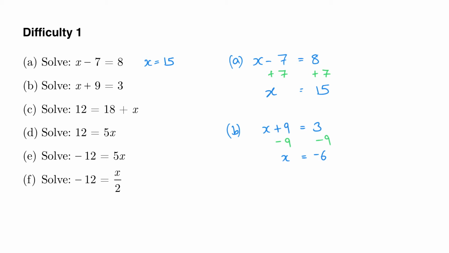And again, we can test our answer. If x is negative 6, then negative 6 plus 9 should give us 3. Negative 6 plus 9 does indeed give us 3, so we know this is correct.